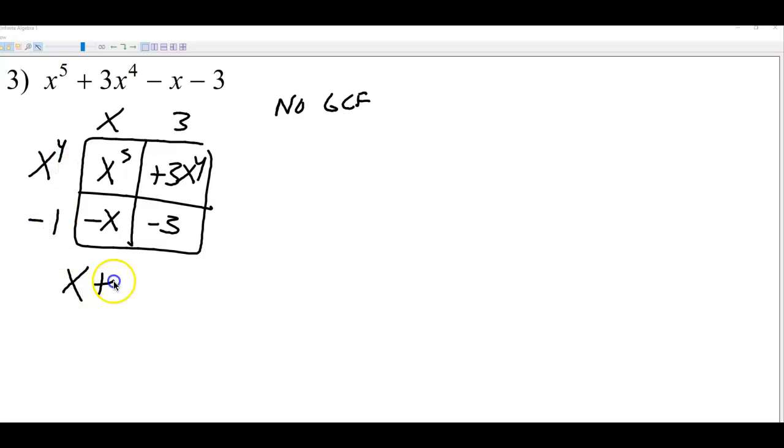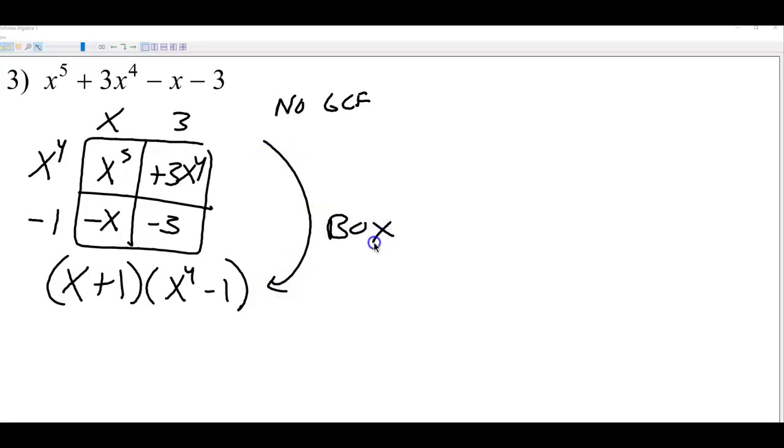Okay, so I've got x plus 1 and x to the 4th minus 1. So I did the box because there were 4 terms. I bet you guys would be tempted to stop here. But remember that little chart I gave you guys? How do you factor? General strategy for factoring. What does it say at the very bottom? See if you can keep going.